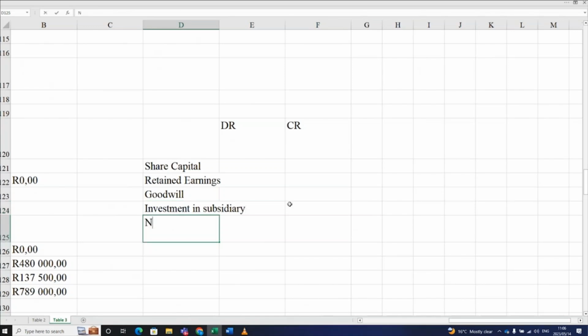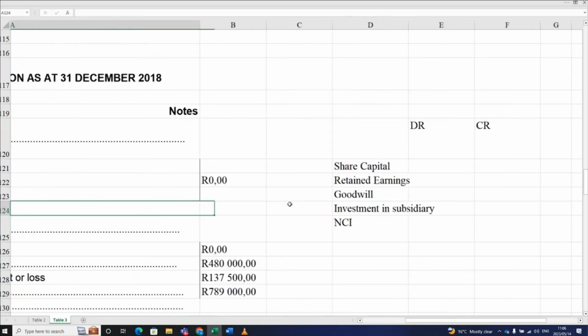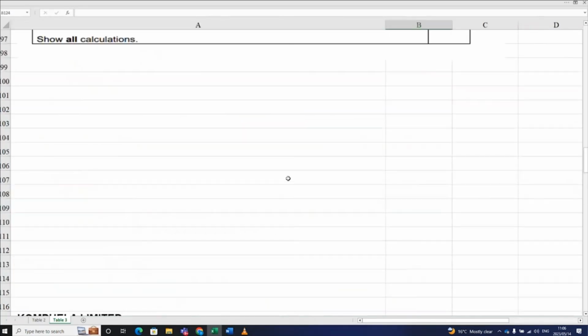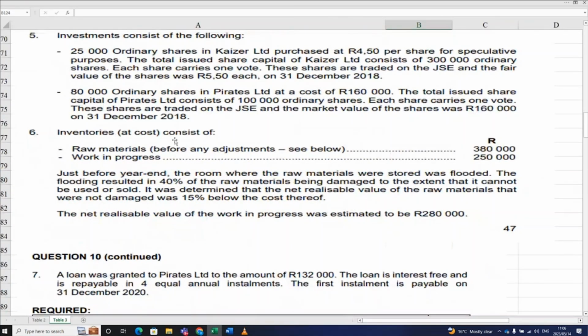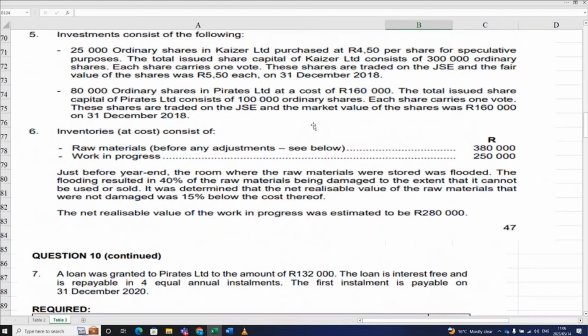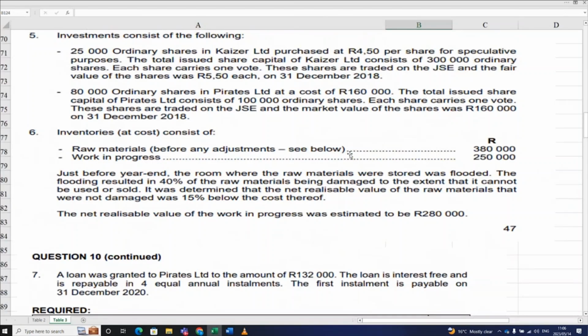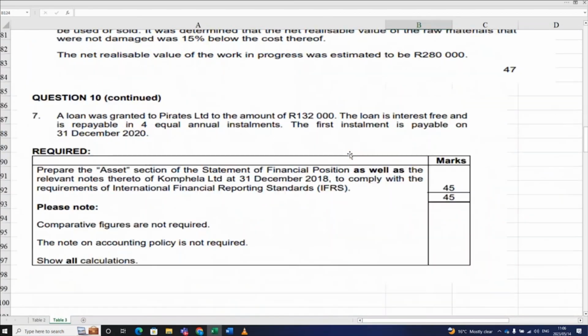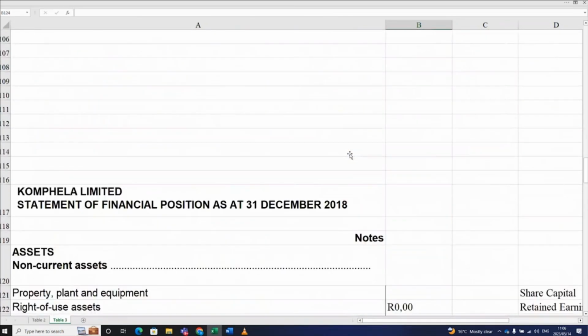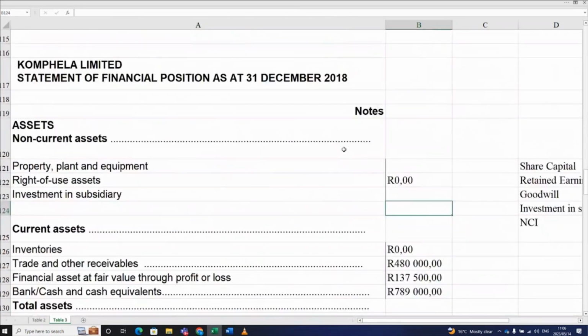And then you've got your non-controlling interest, right? So in those instances, that investment in subsidiary would be the amount coming from there, this cost, this 160,000 here. Okay, it's just that this one says it's carried at market value, but the market value is equal to the cost at this point, right? So then that's what you would have, right?